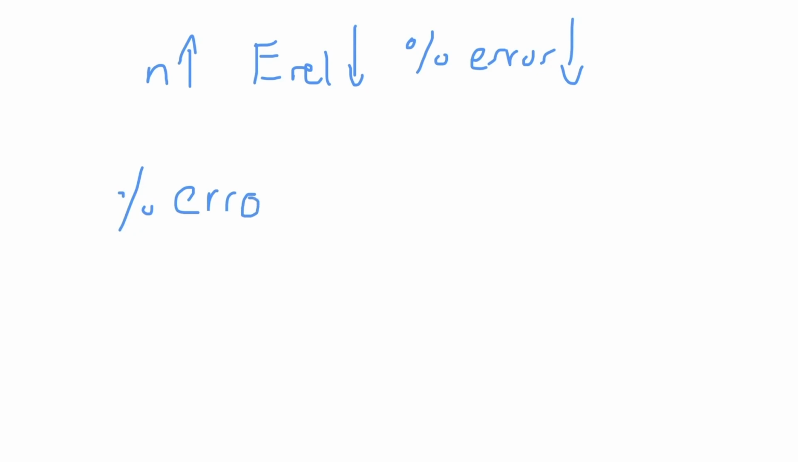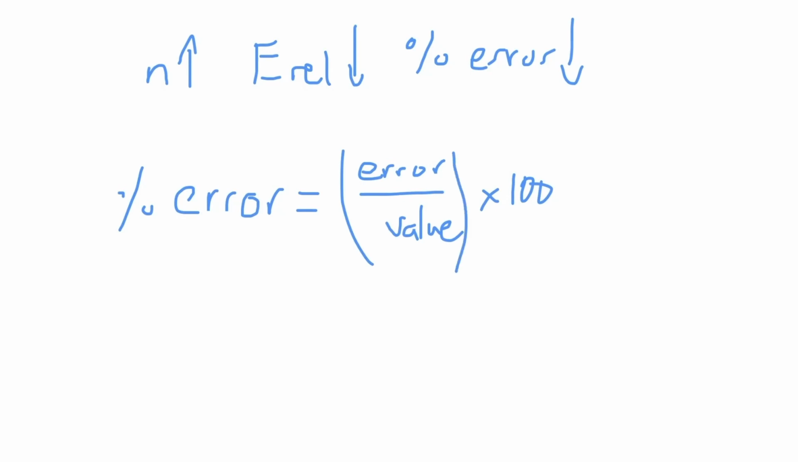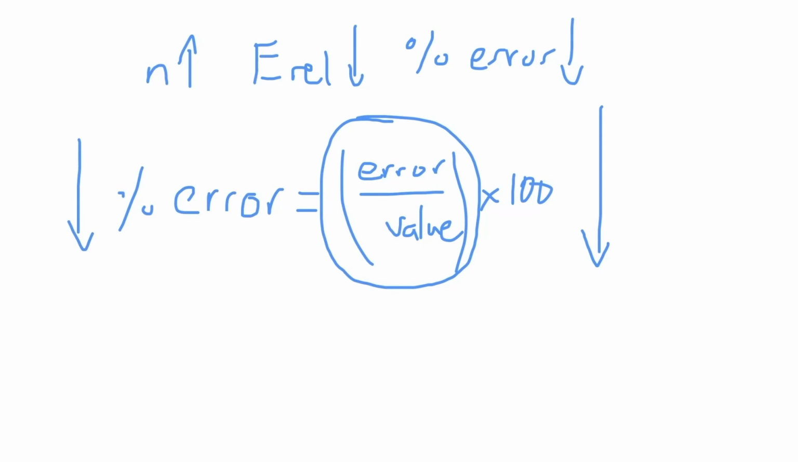Percent error is equal to the error over the value times 100. This quantity here is actually the relative error, and we see that as n increases, the relative error decreases. So if this entire quantity, our relative error term, is going down, that means this side of the fraction is going down, and it's directly proportional to the percent error. So the percent error will be decreasing as the number of measurements n increases, and as the relative error, or the error over the value, decreases.